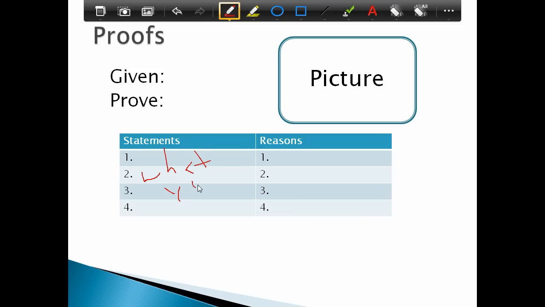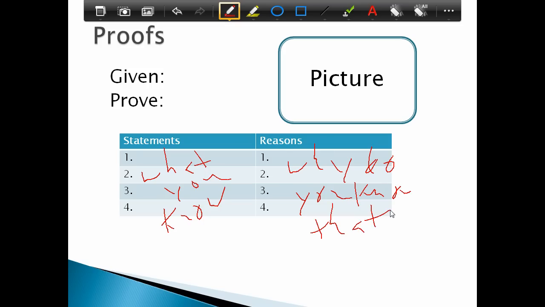and on the right, we're going to put, why do you know that? What do you know, and why do you know that? So on the left, it's what you know. On the right, it's why you know that.